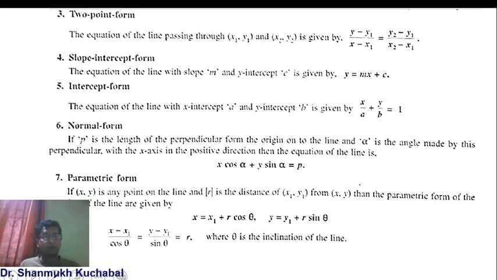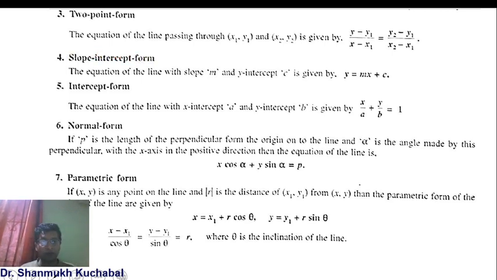Then the two-point formula. Suppose the equation of a line passes through two points, the first point is (x1, y1) and the second point is (x2, y2). Then its related formula is (y minus y1) divided by (x minus x1) equals (y2 minus y1) divided by (x2 minus x1). This is the formula.